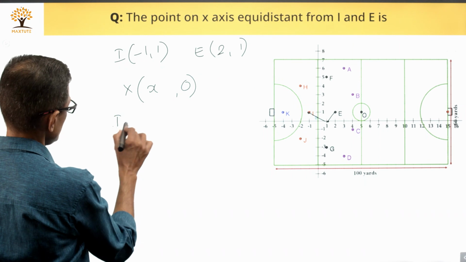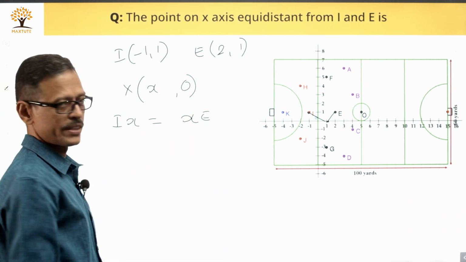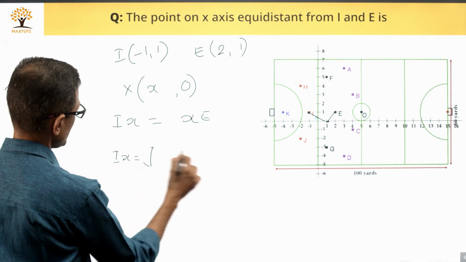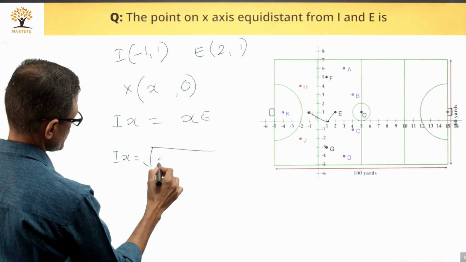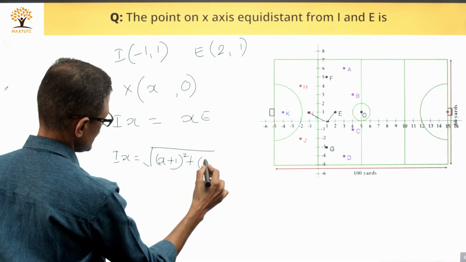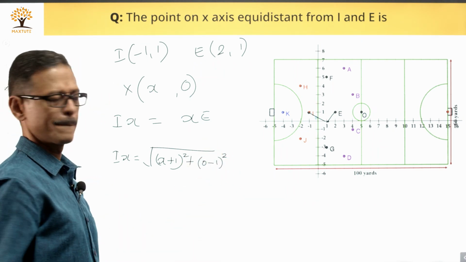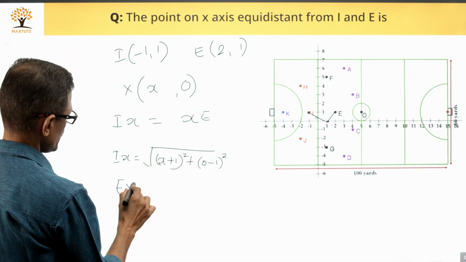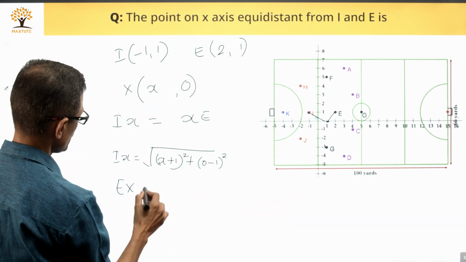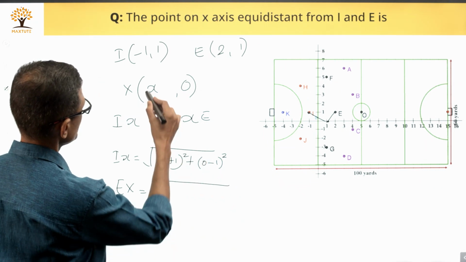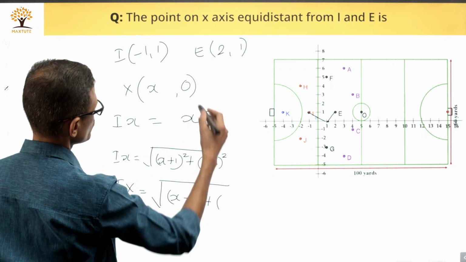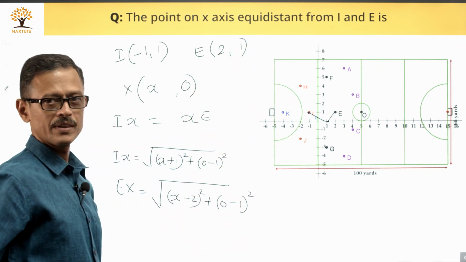Now, Ix distance is equal to Ex is what they are saying. Find Ix using the formula. Ix is equal to the square root of (x2 minus x1) the whole square, which is (x minus of minus 1), x plus 1 the whole square, plus (y2 minus y1) the whole square, which is 0 minus 1 the whole square. If Ix is equal to Ex, then Ix square will be equal to Ex square. Ex is equal to the square root of (x minus 2) the whole square, plus (0 minus 1) the whole square.